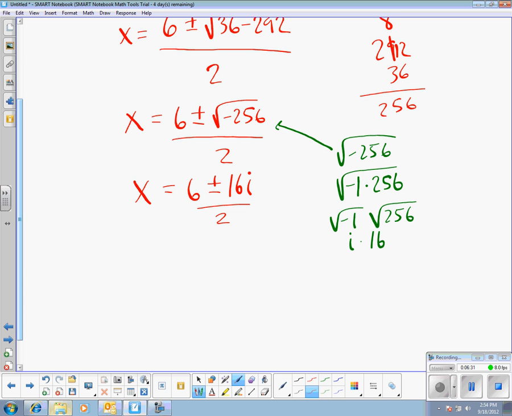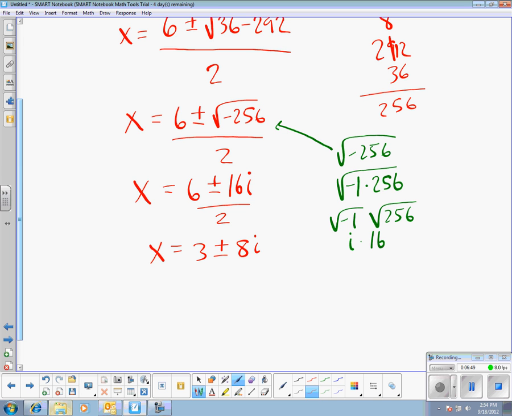And because both of the top parts are divisible by 2, I can go ahead and divide it and get 3 plus or minus 8i. So those are my two solutions. And notice how they came in a conjugate pair. One of them's 3 plus 8i, and one of them's 3 minus 8i.